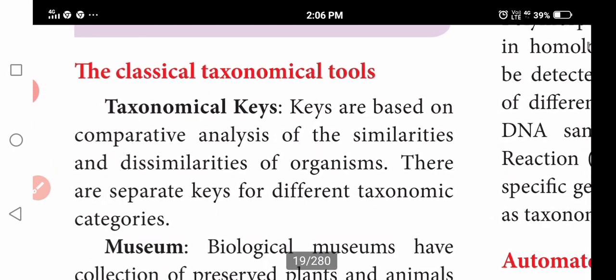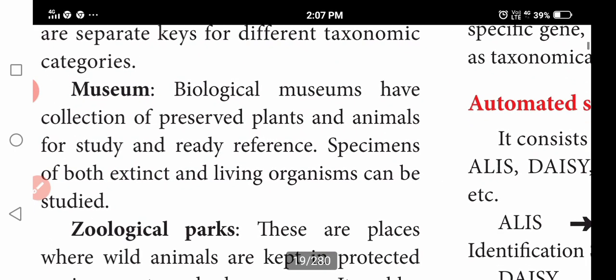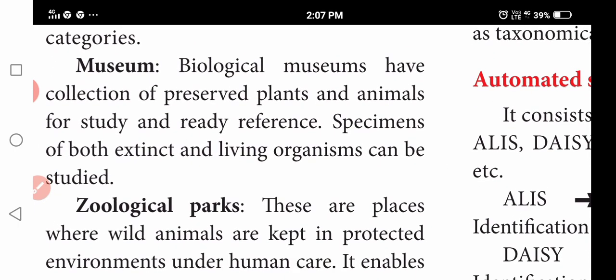Next, classical taxonomical tools. The first tool is taxonomical keys, which involve comparative analysis. Comparative analysis means noting the similarities and dissimilarities between organisms. Next is the museum. A museum is a collection of plants as well as animals for study and reference, with specimens and study books, and extending to living organisms.